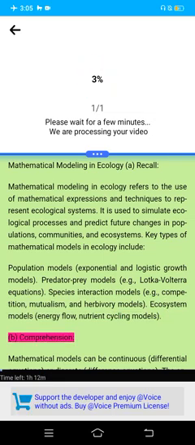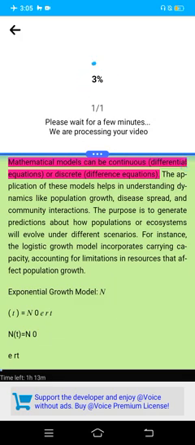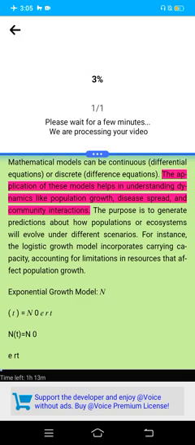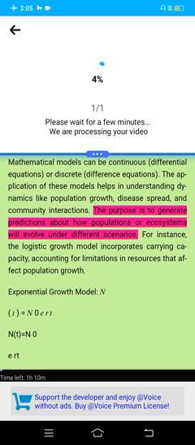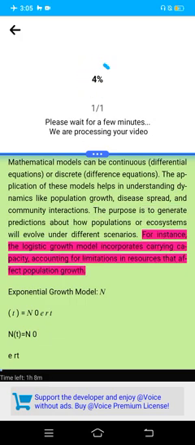B. Comprehension. Mathematical models can be continuous differential equations or discrete difference equations. The application of these models helps in understanding dynamics like population growth, disease spread, and community interactions. The purpose is to generate predictions about how populations or ecosystems will evolve under different scenarios. For instance, the logistic growth model incorporates carrying capacity, accounting for limitations in resources that affect population growth.